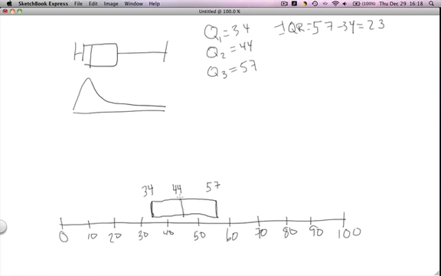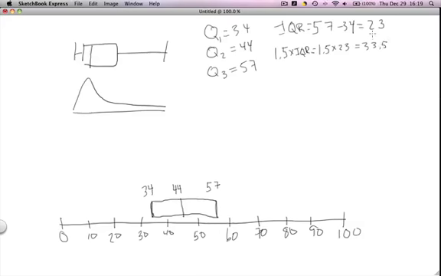That's the easy part. Now, to get the whisker, we're going to first go 1.5 interquartile ranges from the end of the box. So what is 1.5 times IQR? Where does 1.5 come from? Well, it's kind of arbitrary, to be honest with you. Tukey, the guy who came up with box plots, never really explains it. But it captures this notion that most of the data will fall within the whiskers, as we'll see in a second.